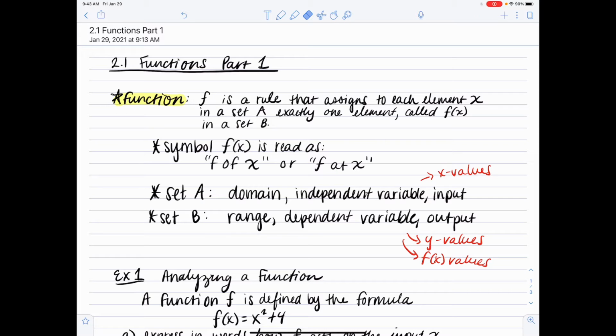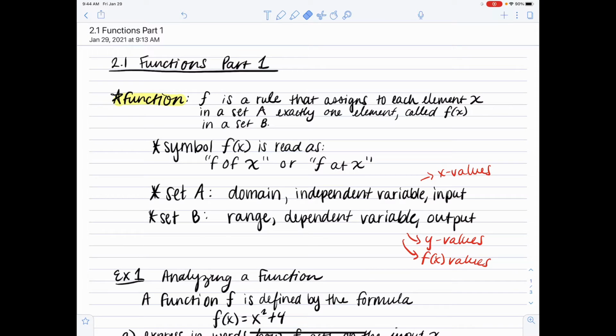So the symbol f of x can be read as f of x or f at x. And set A is the domain, the independent variable, or the input. So those are some words that may make more sense to you and you've heard many times. Those are the x values. And then set B is the range, the dependent variable, which depends on the other variable, and the output. So those are the y values or the f of x values.